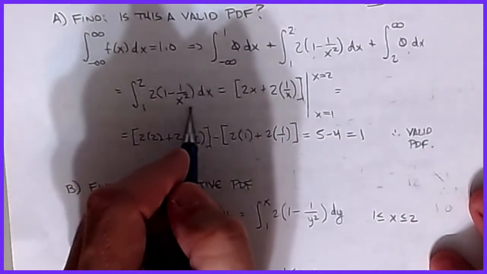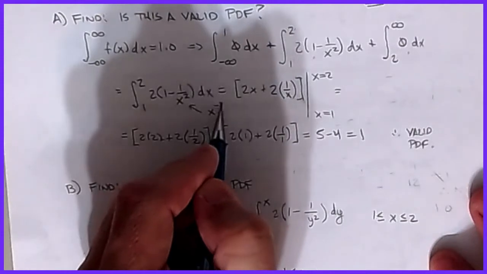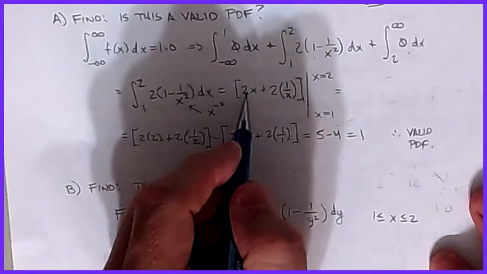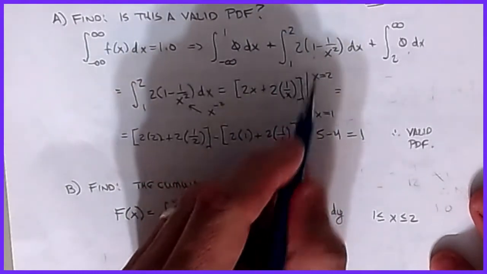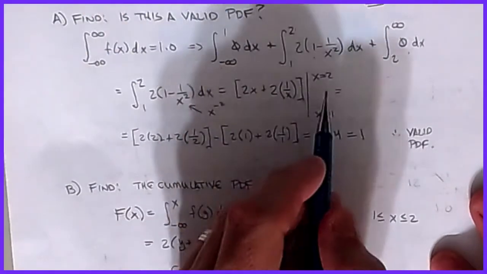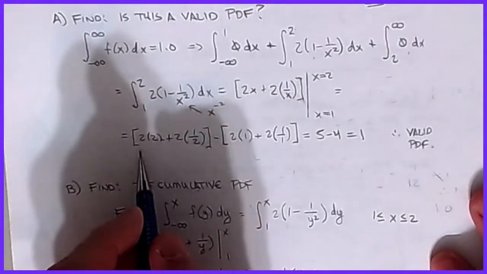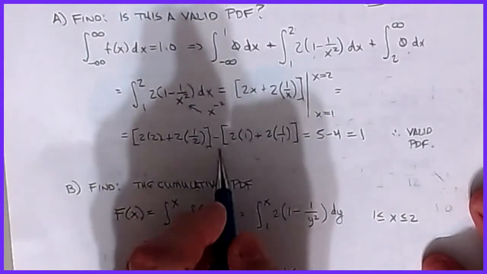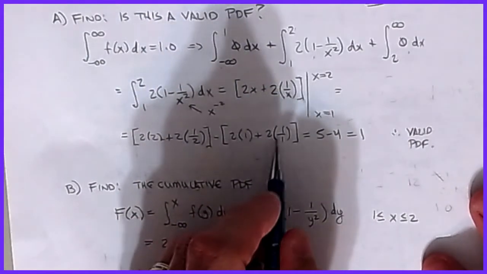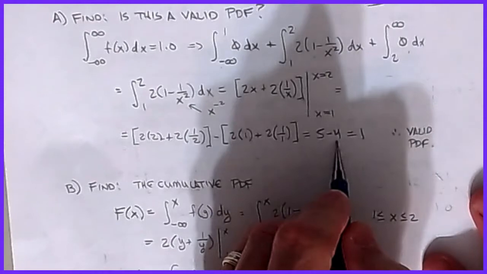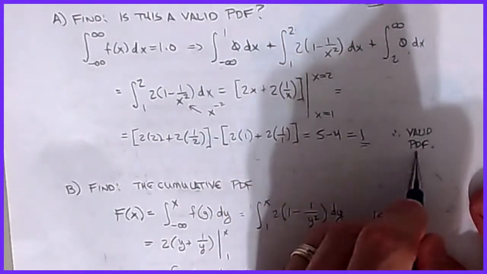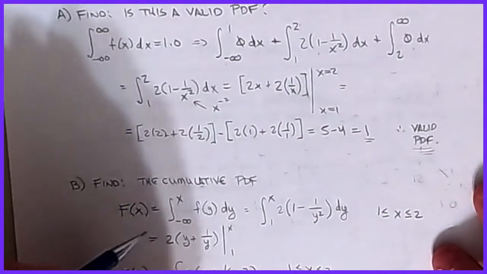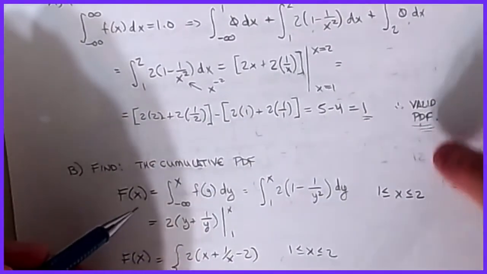Recognize that this term is x to the minus 2, and so when I integrate that, it becomes x to the minus 1. So 2x plus 2 times 1 over x, evaluated at x equals 2 and x equals 1. If I plug those limits in, I get 2 times 2 plus 2 times a half, minus 2 times 1 plus 2 times 1 over 1, which becomes 5 minus 4, which is 1. And the fact that that's 1 tells me this is a valid PDF. So with that, now I can jump straight into the function. Now I can start playing all sorts of games.